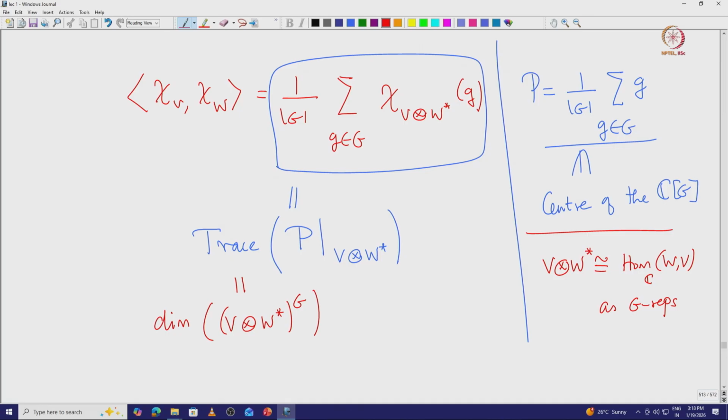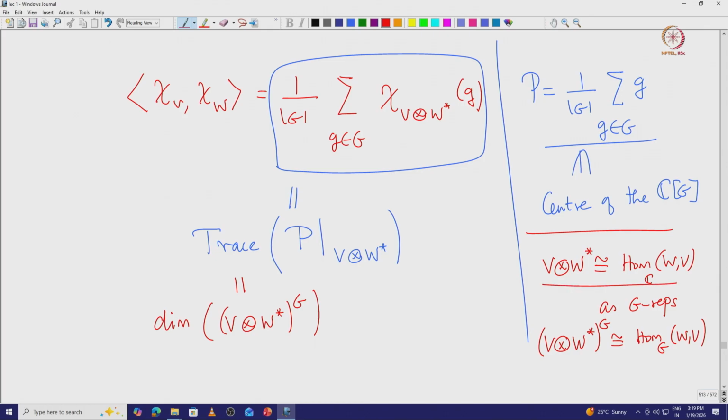So, this is something we already know. Since the tensor product V tensor W star and Hom(W, V) are isomorphic as G representations, in particular their G-invariant subspaces will be equal. So, in particular we will have that (V tensor W star)^G is again isomorphic to Hom_G(W, V). This is something immediate from this isomorphism.